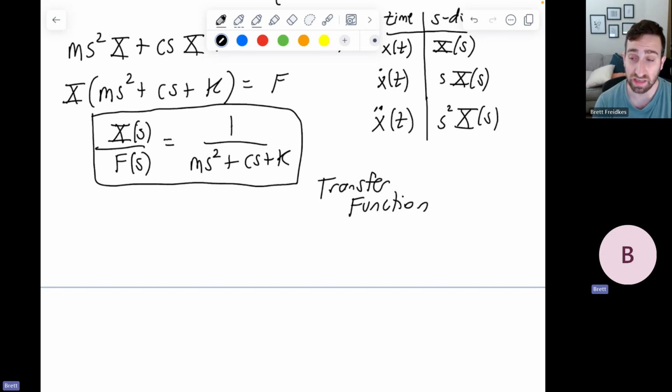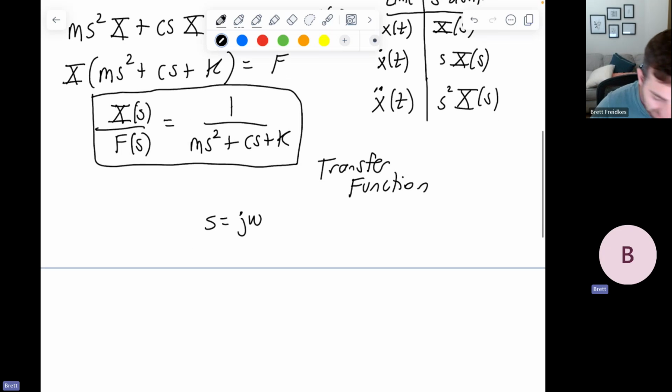That relates the output and the input. Now, we have to note that S is a complex number. S by definition is j omega. Now, there is a real part of that, but we're going to neglect that for this. We're just going to look at the steady state and think about what happens at different frequencies. So what we'll do is we will substitute j omega into the transfer function.